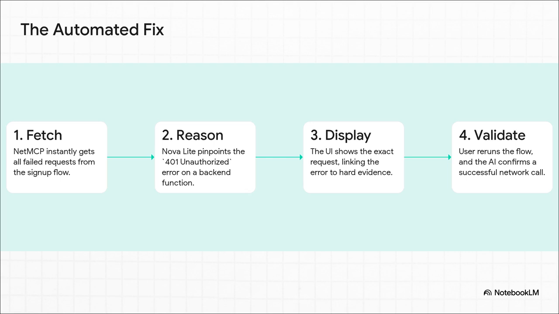Instantly, NetMCP fetches all the failed requests from that signup flow. Nova Lite jumps in, analyzes them, and immediately pinpoints a 401 unauthorized error on a very specific backend function. And this is the crucial part. The UI doesn't just tell you this, it shows you the exact request, giving you cold, hard evidence. You apply a fix, rerun the flow, and the AI confirms the new network call was successful. And just like that, problem solved.